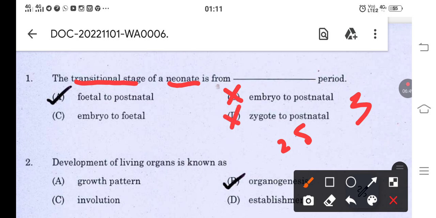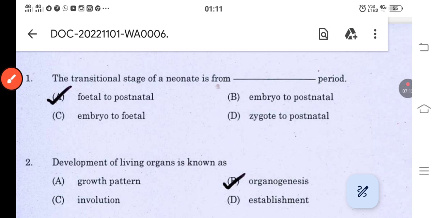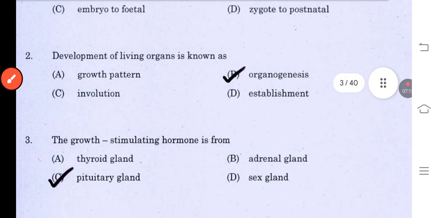Same way zygote to postnatal also will not come, and same way embryo to fetal stage. Actually embryo to fetal stage will come, but over here the term which they have given is neonate. So neonate will not come under embryo to fetal stage. So the correct option over here will be the fetal to postnatal stage. Okay. Now moving on to the next question.